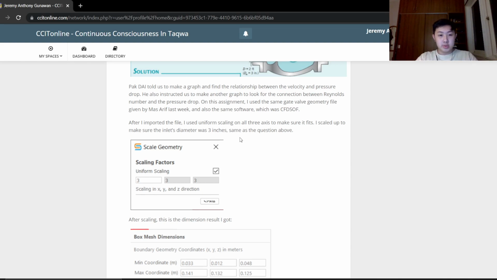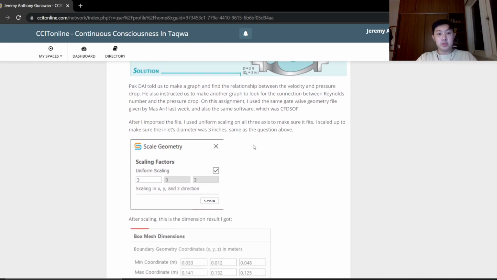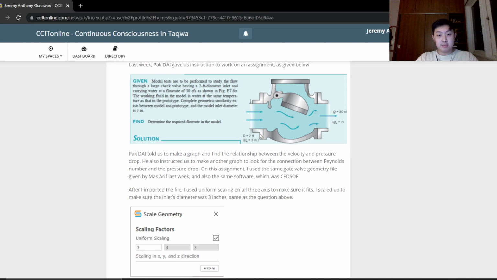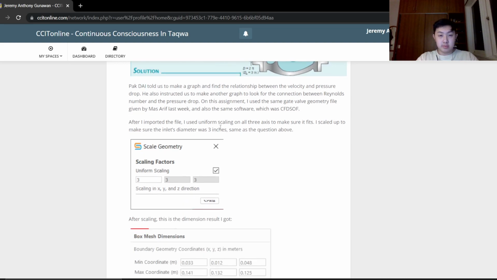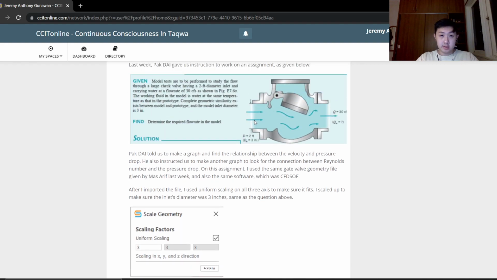So using the CFD software, I imported the geometry file, which was used in another class, numerical method. After importing the file, I used uniform scaling to set the dimensions for the gate valve to make sure that it's correct and the same as in the problem. Now this is the dimension that we got. We can count this to get the exact diameter of the inlet to make sure it's the same as in the problem.